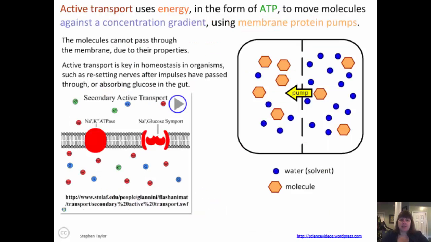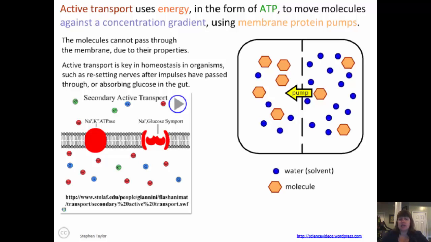All right, so active transport uses energy. This is another type of movement, and it is very similar to our facilitated diffusion, but this time we're using energy. The energy is in the form of ATP, and we're moving the molecules against the concentration gradient. So we're going from a low concentration to a high concentration, and that's going to use a protein pump. These molecules that require active transport can't pass through the membrane due to the properties of the protein. And so active transport is essential for getting this to work.